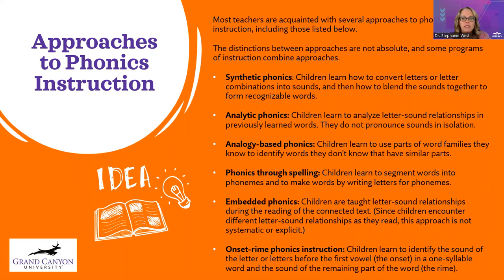And then phonics through spelling. Children learn to segment words into phonemes and make words by writing letters for phonemes. And then embedded phonics, children are taught letter-sound relationships during the reading of connected text. Since children encounter different letter-sound relationships as they read, this approach is not systematic or explicit. Okay, so it's more embedded. And then the onset-rime phonics instruction. Children learn to identify the sound of the letter or letters before the first vowel, the onset, in a one-syllable word, and the sound of the remaining part of the word, which is the rime.